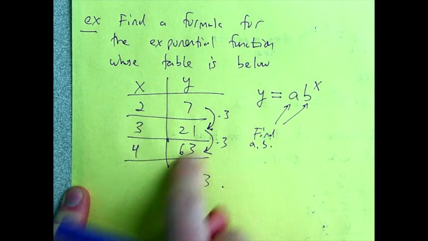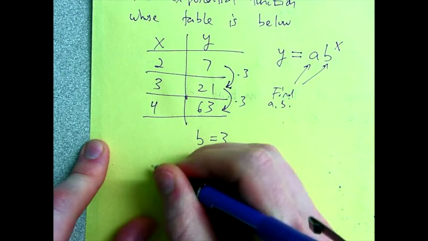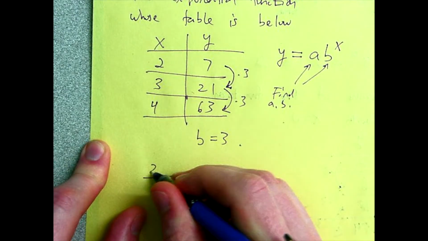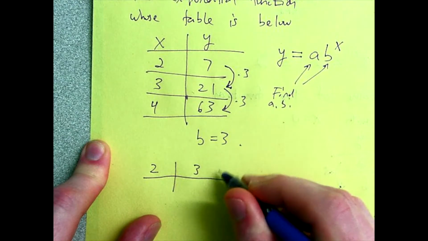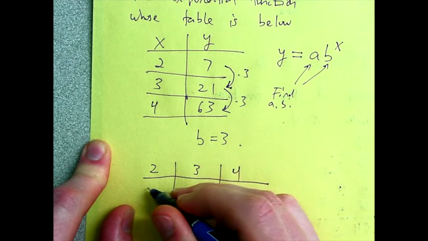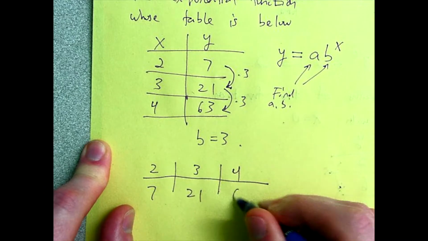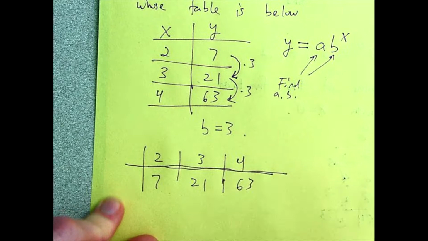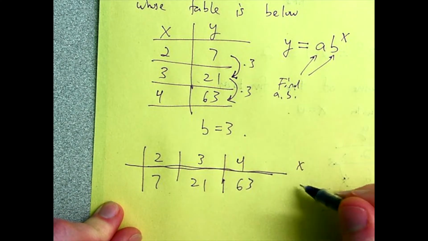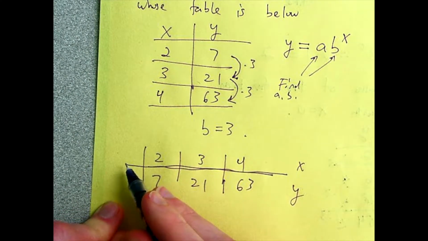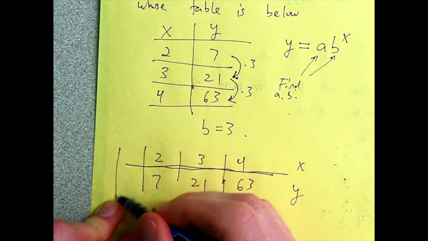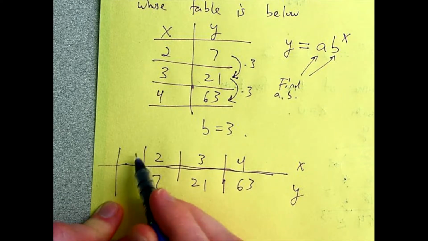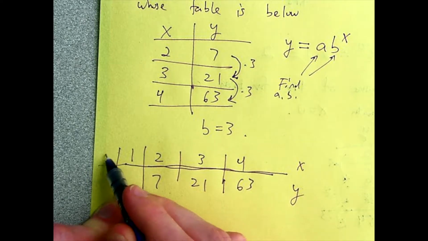Why? Let me just redraw this table a little differently. I'm going to put my x values in a top row, 2, 3, 4, and my y values down below, 7, 21, 63, okay? Now, I want to know the y value associated with x equals 0, right? I don't have it, but I can find it. Here's how. Right before 2, what would the x value be? Obviously 1. And then right before that would be 0.